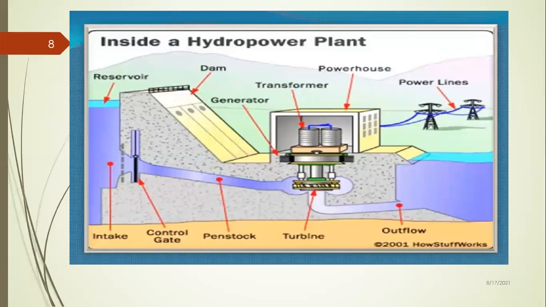So this is another figure for the hydropower plants, and the same parts are there also. The reservoir, the dam is there. Here is the trash rack, the control gate. Then there is the penstock, and when the water comes from the penstock, it rotates the turbine, and the turbine is connected with the generator, the alternator, which is further connected. So this is another view of the hydropower plant.